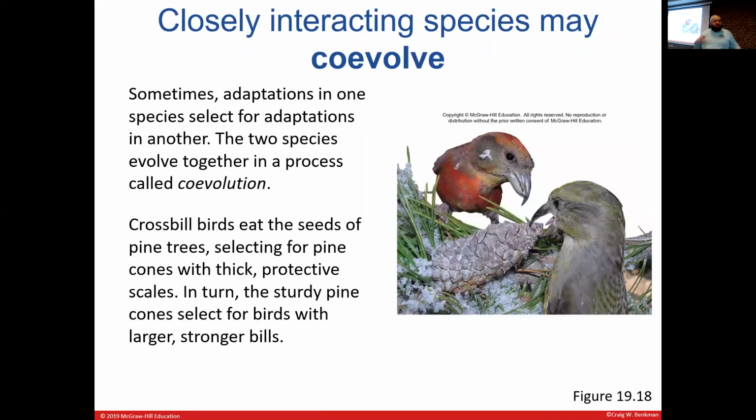Now, closely interacting species may co-evolve together and form really strong relationships that basically cause these animals to be reliant on each other to continue to exist. In this situation, it's called coevolution. For instance, these crossbill birds eat the seeds of the pine tree, selecting for the pine cones with thick protective scales, and in turn, the sturdy pine cones select for birds with larger, stronger bills. Each one is applying evolutionary pressure on the other, and ultimately they're kind of growing together. The same kind of thing happens with the clownfish and the anemone example, where these organisms are constantly evolving to fit into that same niche.